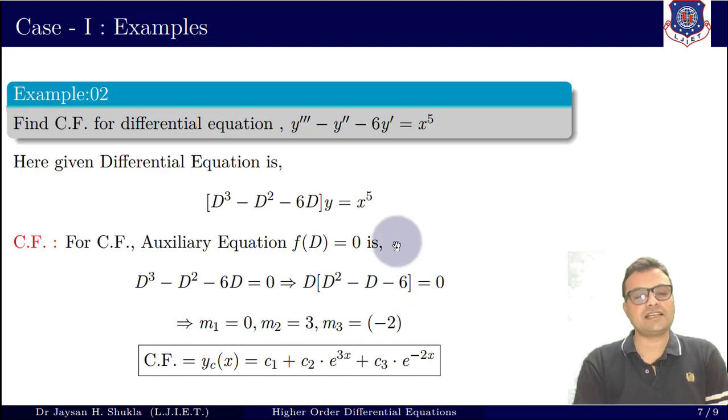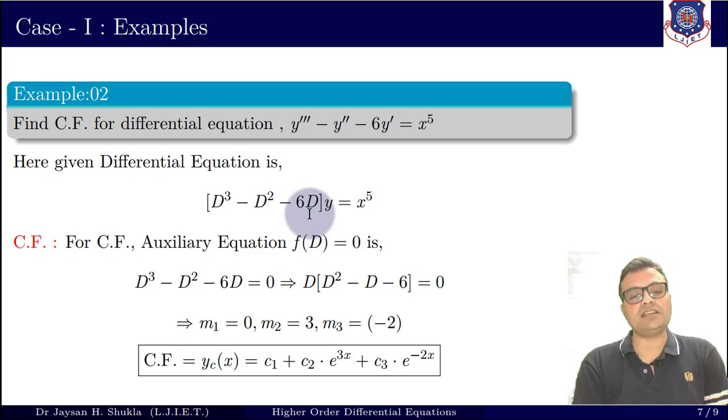Let us consider second example. Again, the question is to find complementary function for this third order differential equation. Y triple dash minus y double dash minus 6y dash equals to x raised to 5. Again, repeating the same step. Converting this equation into operator form, it takes this type of shape. It is D cube minus D square minus 6D of y equals to x raised to 5.